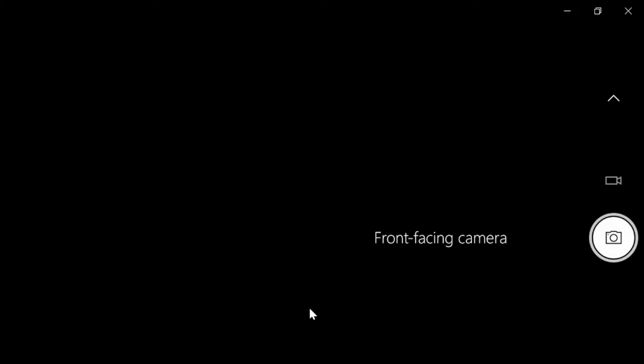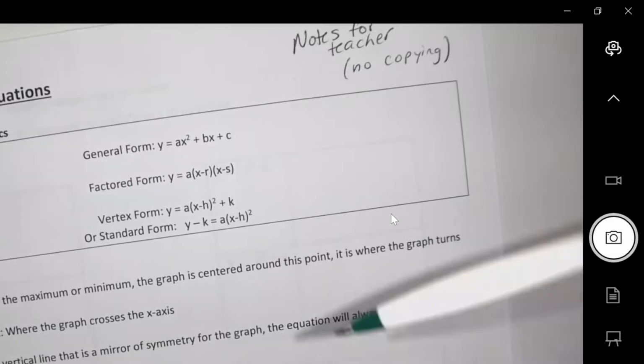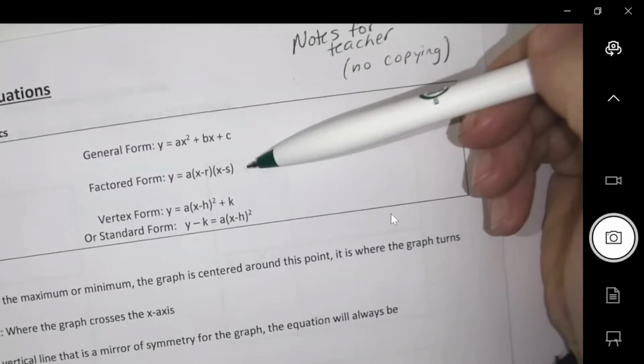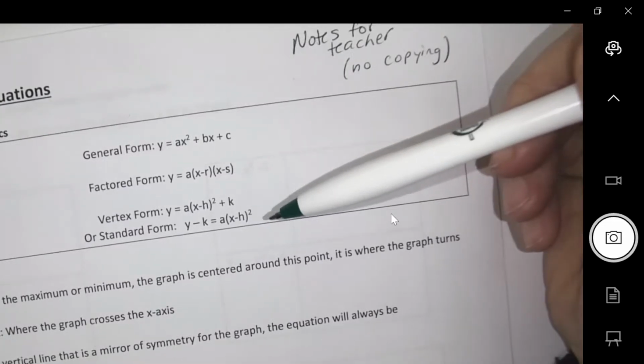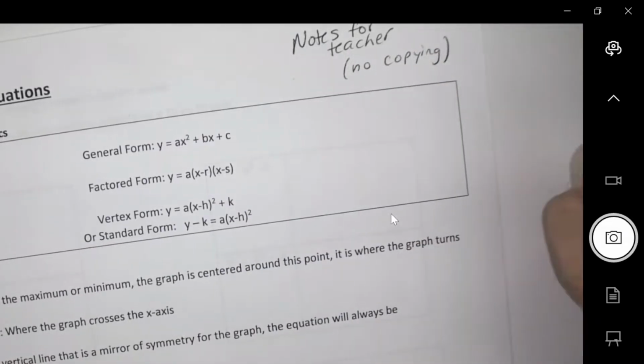All right. So today we're going to start to talk about what a quadratic equation is. So here's a quadratic equation. There's a bunch of forms that we're going to learn. So a general form looks like that. This is a factored form. This is a vertex or a standard form. Okay, so you could be looking at all of these. So I would give you a formula sheet that would have this in front of you at all times.